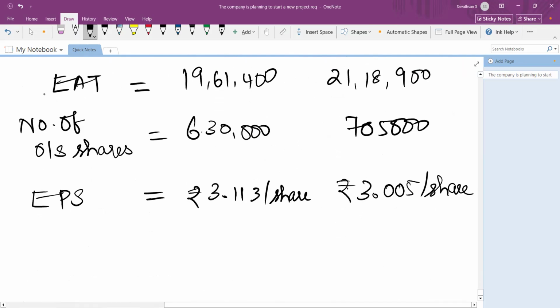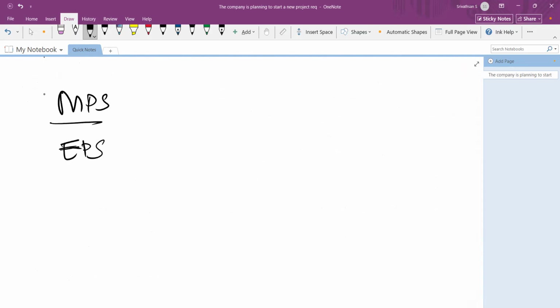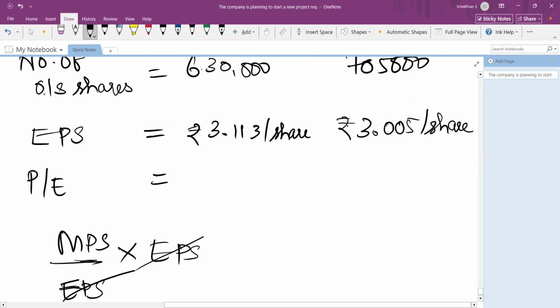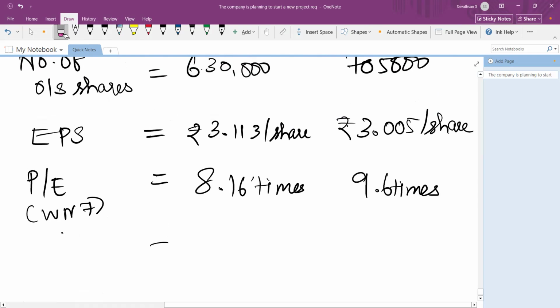So when we multiply EPS with PE ratio, we will get the market price per share. Why? Because what is the formula for PE ratio? It is MPS by EPS, right? When you multiply PE ratio with EPS, EPS gets cancelled out and you are left with MPS. What is the PE ratio under option 1? It is 8.16 times, which is coming from working note number 7. And what is the PE ratio under option 2? It is 9.6 times, which is coming from working note number 7.